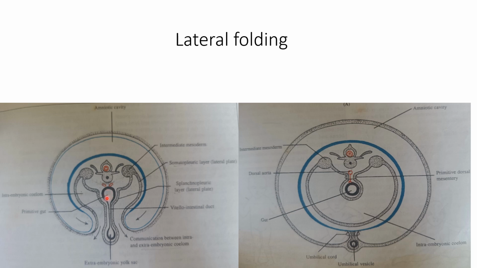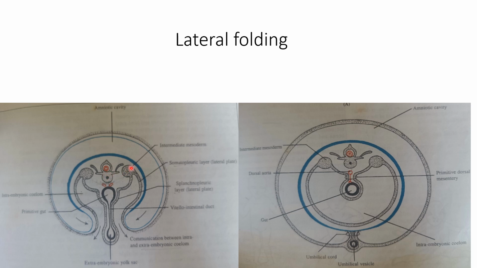So this is the midgut. The vitellointestinal duct is communicating the midgut with the umbilical vesicle. Means the intraembryonic part of the yolk sac is forming midgut, and the extraembryonic part of the yolk sac is forming umbilical vesicle, and the communication between these two is known as vitellointestinal duct. Okay, then you can see the paraxial mesoderm gives rise to the somite. Somite has formed primitive vertebrae. So this is the derivative of paraxial mesoderm.